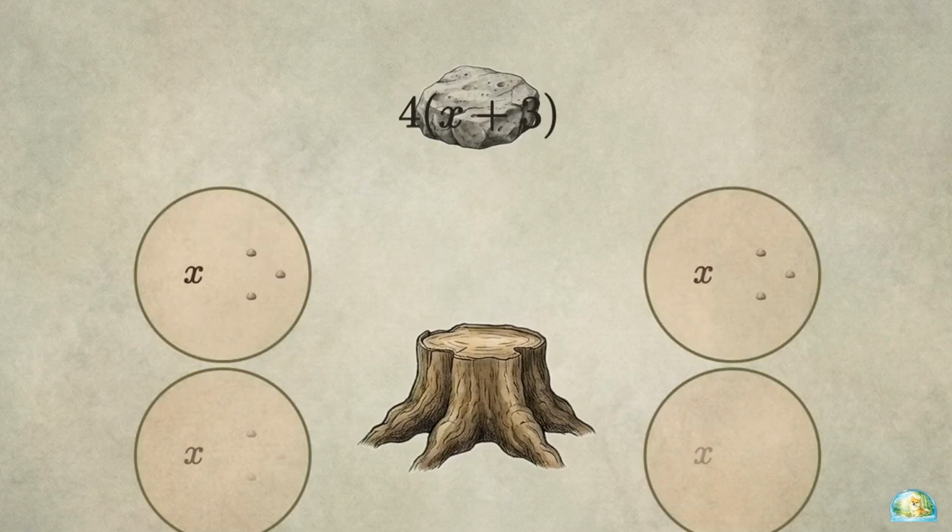We apply the distributive property by multiplying the outside coefficient 4 by the first inside variable x. Grouping those 4 x's together gives us 4x. Next, we account for the pebbles. The outside 4 must also be multiplied by the 3 pebbles inside each group. When we combine those, 4 groups of 3 gives us 12.